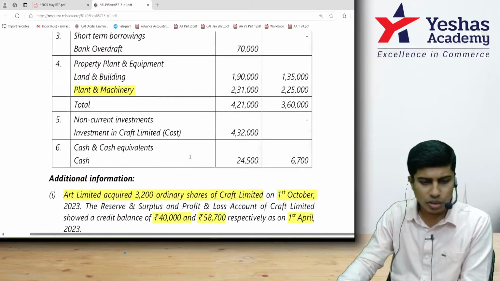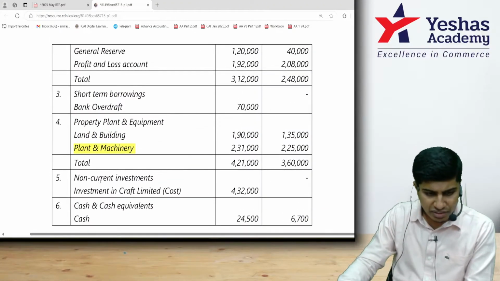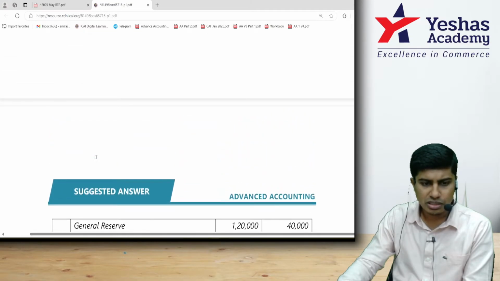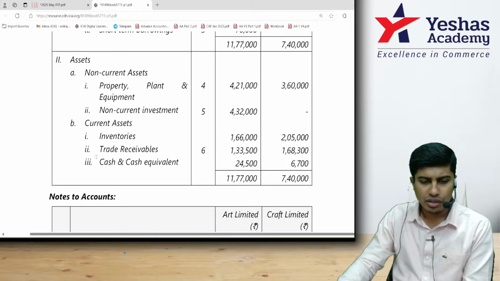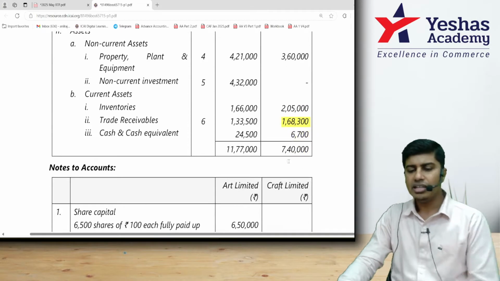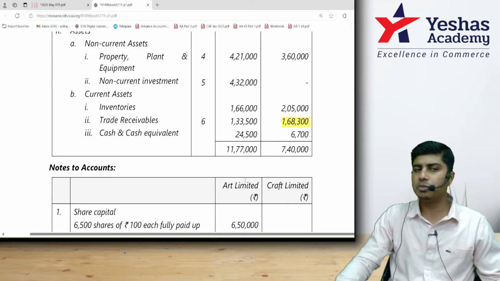Then Craft Limited deducts 1% of trade receivables as general deduction. Craft is who? Craft is the subsidiary. Craft, the subsidiary, trade receivables. Where is the trade receivables? Straight away in the balance sheet only. So this Craft Limited's 168,300 is after deducting 1% provision.